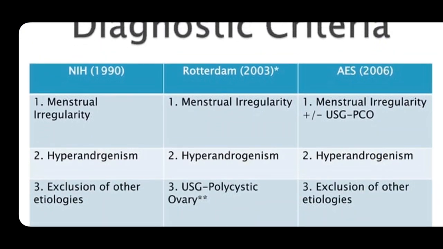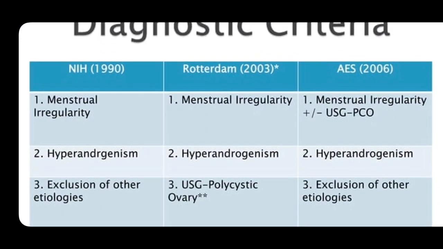Diagnostic criteria. There are different types of diagnostic criteria: NIH, Rotterdam, and AE-PCOS. In Rotterdam criteria, there is menstrual irregularity, hyperandrogenism, and cystic ovary. We said menstrual irregularity, androgen excess, and cystic ovary.